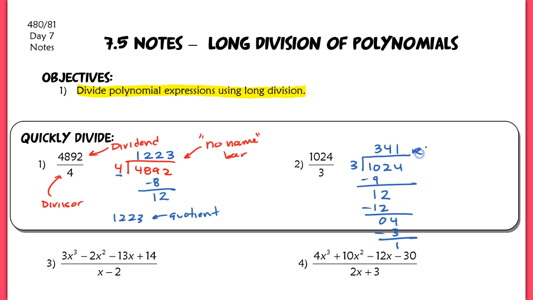Now 3 fits inside of 4 once, but this time it has a remainder of 1. So a remainder here of 1 means that when I write this answer, this quotient, I need to write that as 341 and 1 over 3. So I take the divisor and I need to make sure I write that remainder over my divisor. So that's the exact same process that we're going to apply now to long division of polynomials.